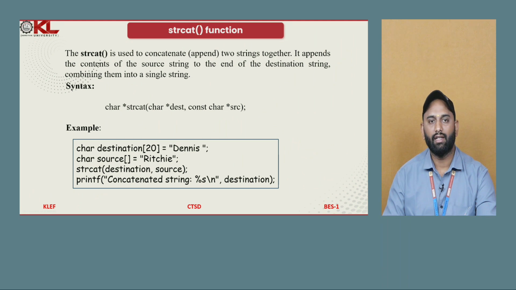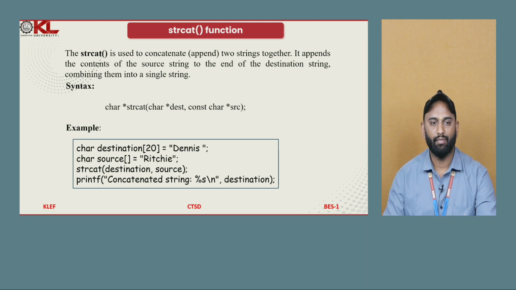The next function is strcat, that is string concatenation. The purpose of strcat is to concatenate two strings together. It appends the contents of the source string to the end of the destination string, combining them into a single string. Here we have two strings, that is src and destination. The source data is appended to the destination.